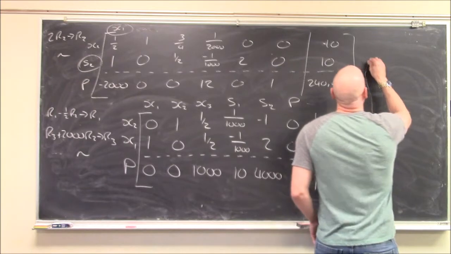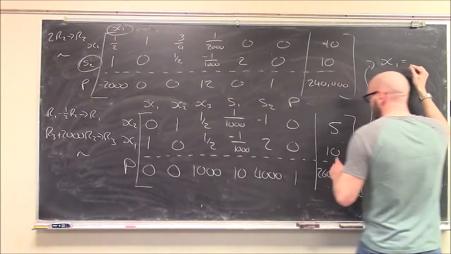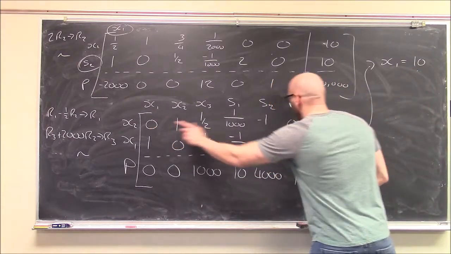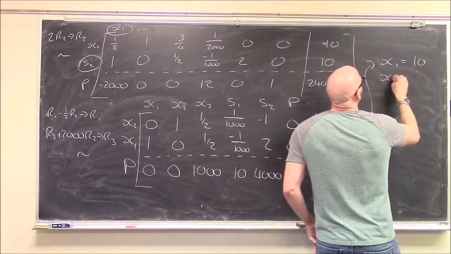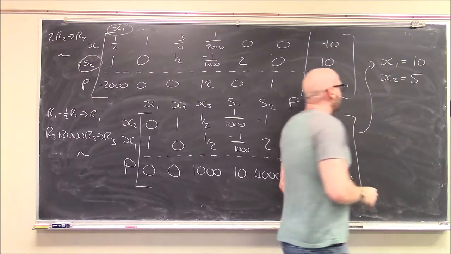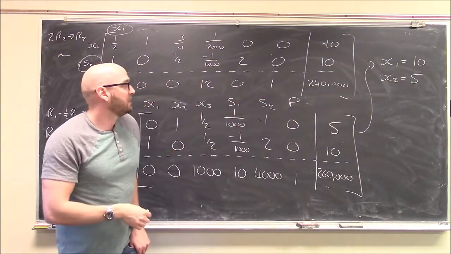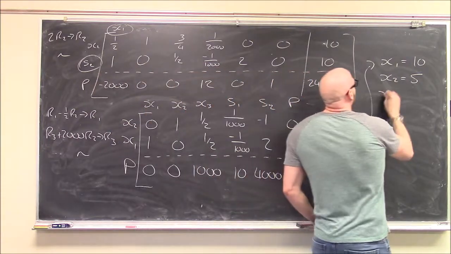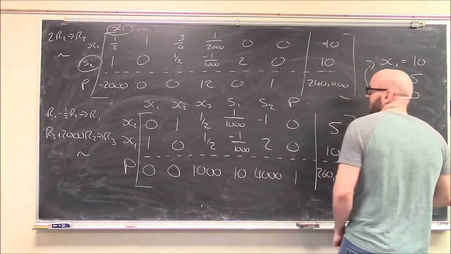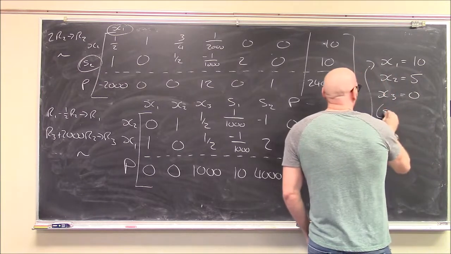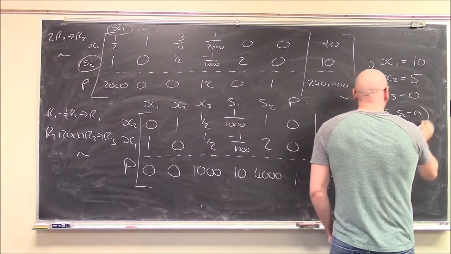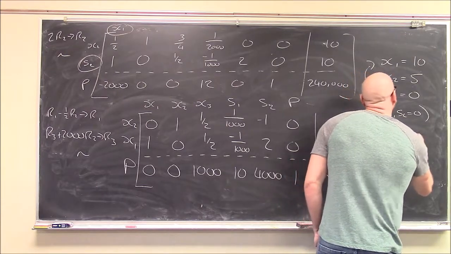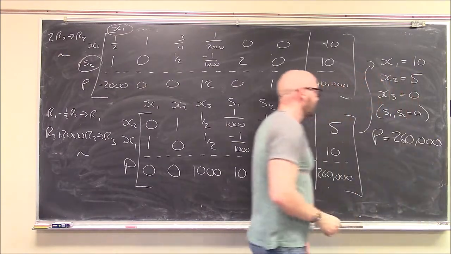My solutions are x1 equals 10. x2 is the first row. x2 equals 5. And everything else that doesn't appear, so my slack variables and x3, those are all 0. So x3 equals 0. And this means my slack variables s1 and s2 are also 0. And p, my maximum number of viewers, is 260,000.